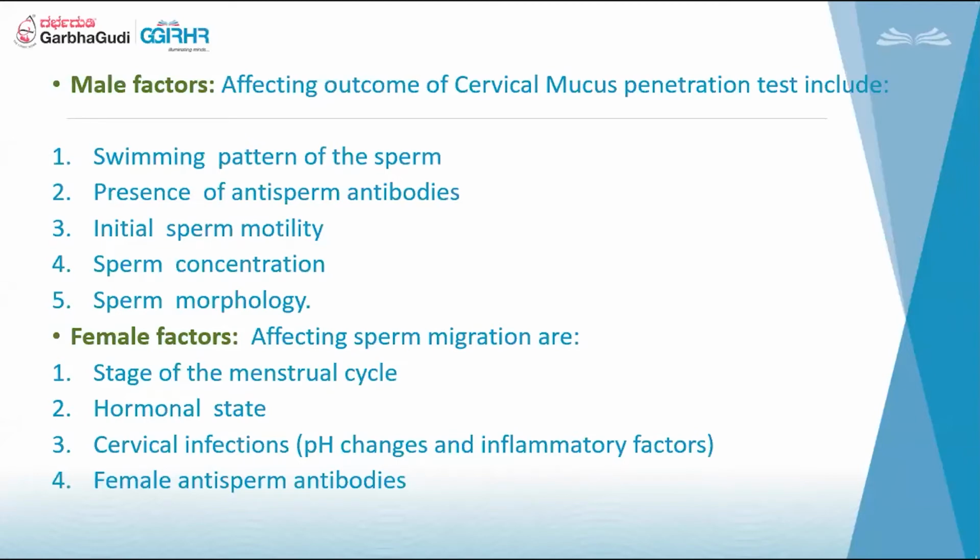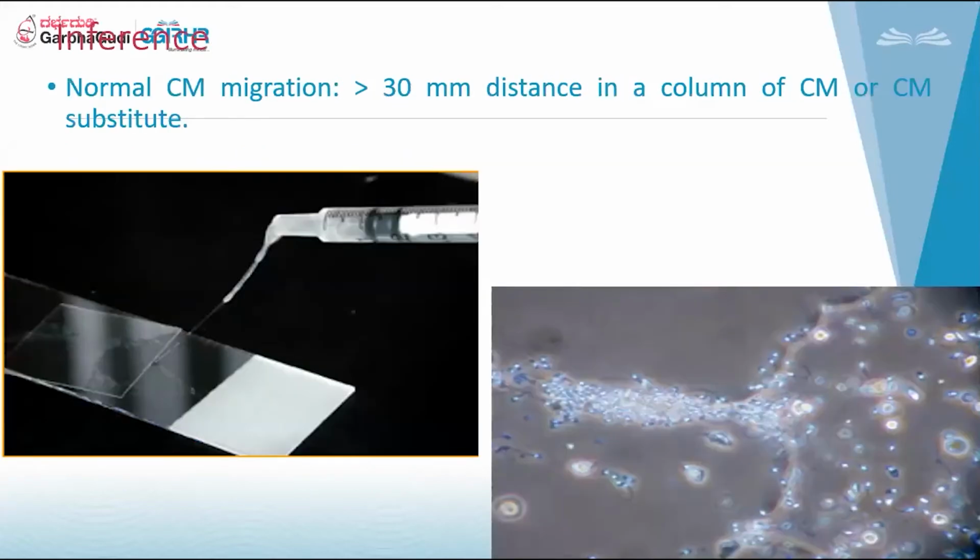The outcome of the cervical mucus test is affected by male factors, such as the swimming pattern of the sperm. What do they see in the cervical mucus test? Initial sperm motility, concentration, morphology, and whether there is any presence of anti-sperm antibody. Okay. And next come female factors affecting sperm migration: the stage of menstrual cycle, hormonal state, cervical infection, if there is any inflammation in the cervix, and female anti-sperm antibody. Okay, this is the test we usually do. Again, this is conventional. Nobody performs this test in most of the centers.